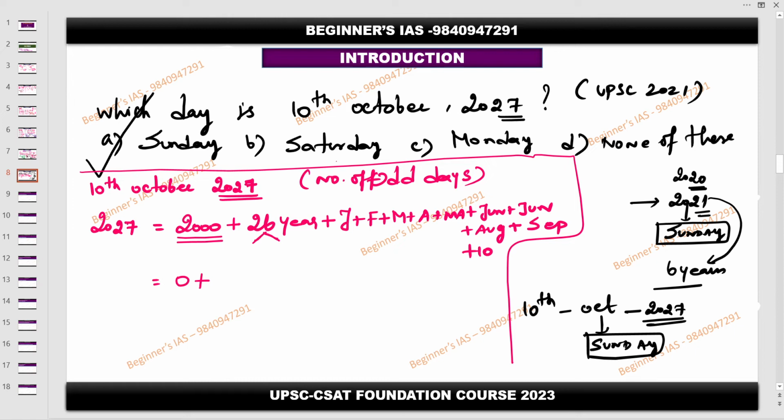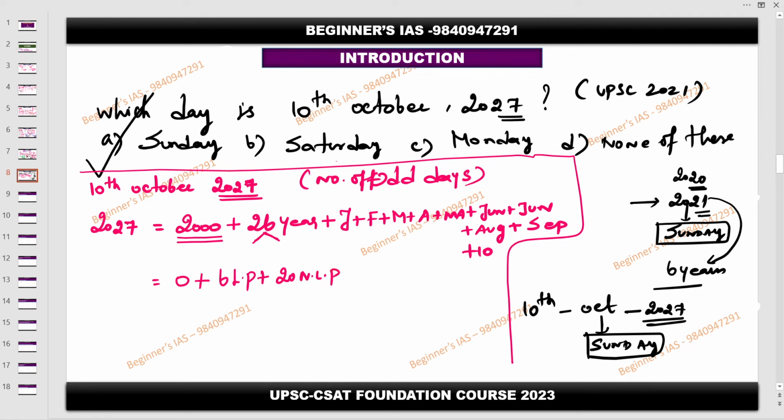In this 26 years, just move on with the 4 table. Simple. 6 leap years. Before this 26, 24 will be there. So 4 into 6 is equal to 24. Therefore, 6 leap years will be there. Then 20 non-leap years will be there. Understood?